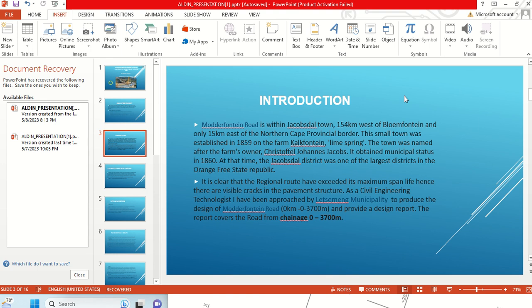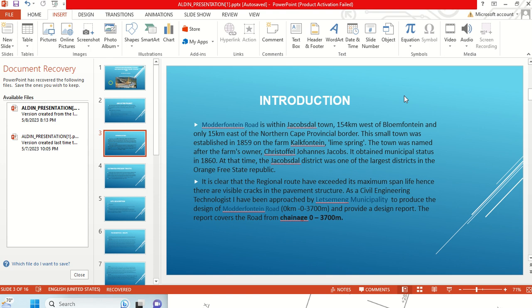This small town was established in 1859 on the farm of Carl Fontaine. The town was named after the farm's owner, Christopher Johannes Jacobs. It obtained its municipality status in 1960. At the time, it was called Jacobsdal District, and it was one of the largest districts in the Orange Free State.